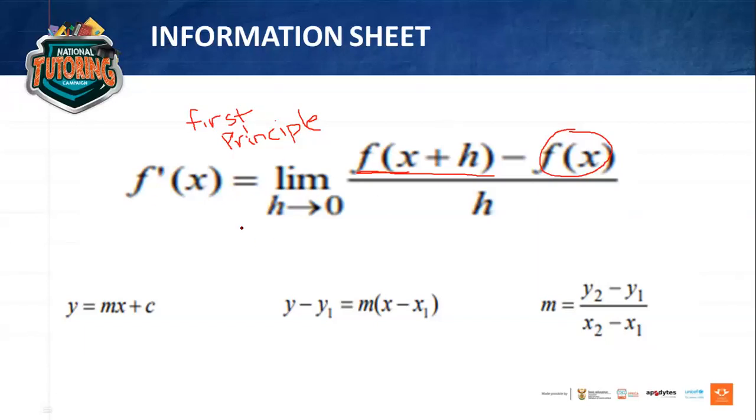Then make sure that you have the limit which tends to 0. And please remember this prime, f prime of x, because if it does not have that, it loses its meaning. It does not become the derivative anymore. So make sure that you remember that. That is then to say, write the equation as it is given to you in the formula sheet.